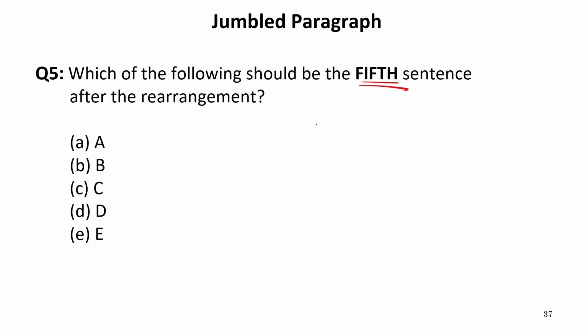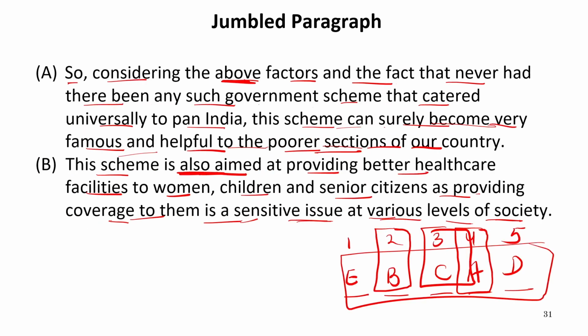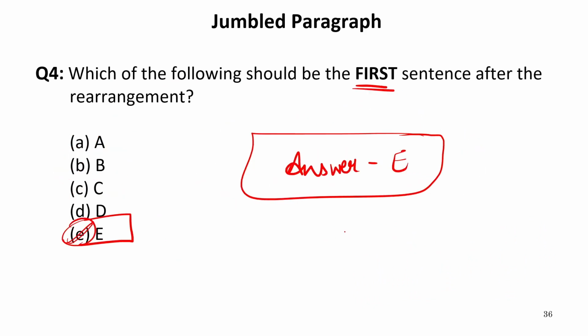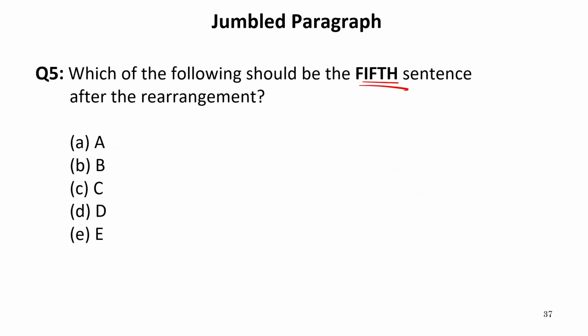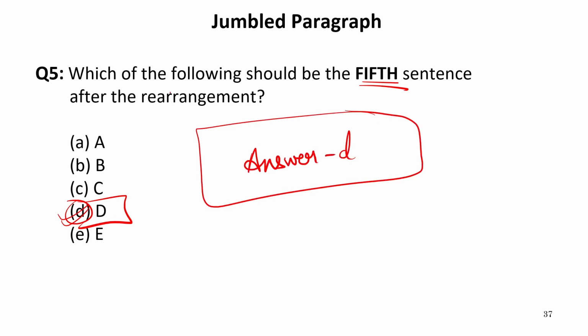Now we have been asked the fifth sentence after rearrangement. Now let us see. Fifth sentence is basically D. Let us see where this D has been written. So D has been written in option D only. So our answer is D. So this will be the answer. So this will be the correct sequence of the passage.